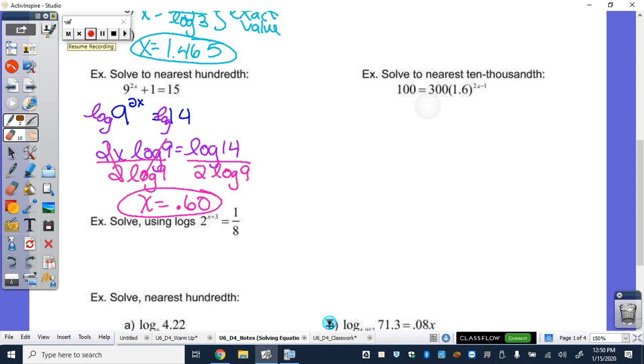Next example over here, 100 equals 300 times 1.6 to the 2x minus 1. We have to get the 1.6 by itself because that's what has the exponent. So how do I get rid of my 300? Divide. So then we simplify the 100 over 300. Don't write it as a decimal because you're going to end up rounding it. We don't want to round so early, so leave it as 1/3.